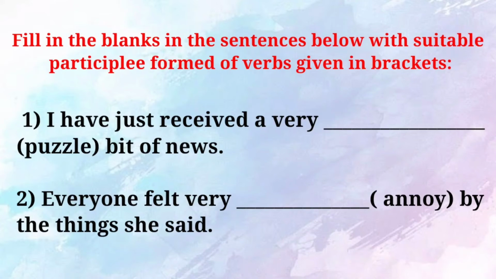So the present participle of the verb is formed by adding ing to the base verb. So puzzle changes into puzzling, puzzling. Okay, clear with that? Now look at the second question.